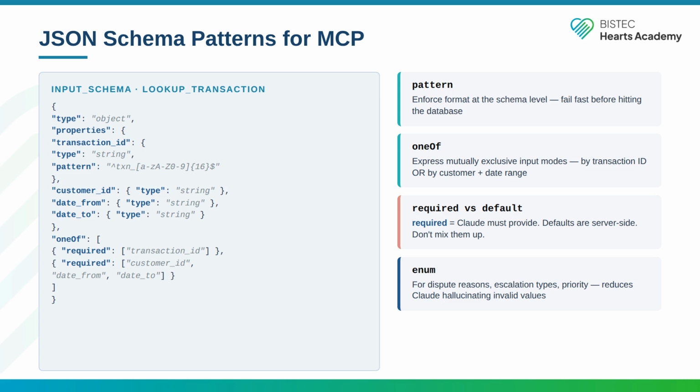Enum types, like the reason field in process dispute, restrict values to a known set: unauthorized, duplicate, incorrect amount, service not received, other. Without this, Claude might invent a value your backend doesn't handle, causing downstream errors.